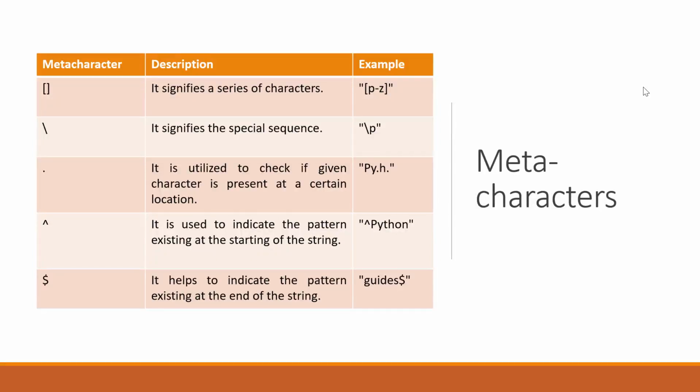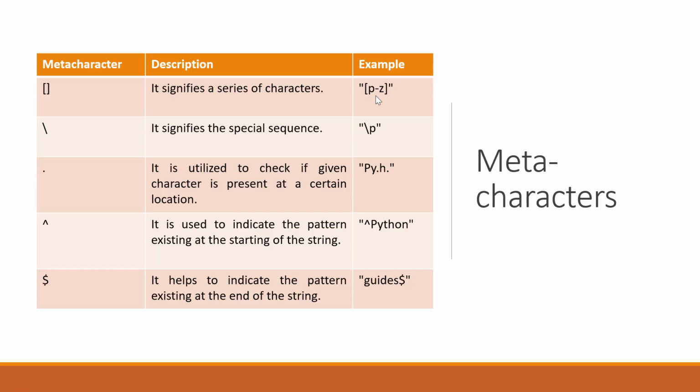So these meta characters are characters in Python with some special meaning. Now here you can see a set of meta characters. So for example, the square bracket is utilized to signify a series of characters. So here you can also see one example related to these square brackets. In these square brackets, it has defined p-z. So it will look for all the characters in the given sequence from p to z.